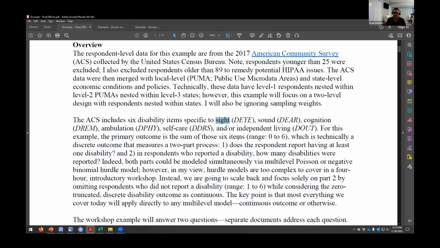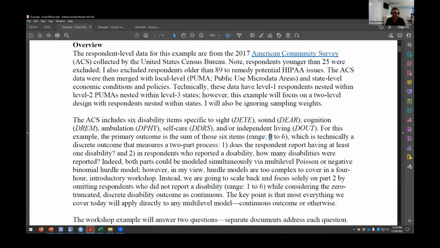Technically, this is discrete. Again, there's probably more statistical purists on this. This is for example purposes only. So please, if you want to complain in the chat or after to me directly, please do. I'm very much in support of that. But I will tell you, I'm fully aware that this is a discrete outcome.